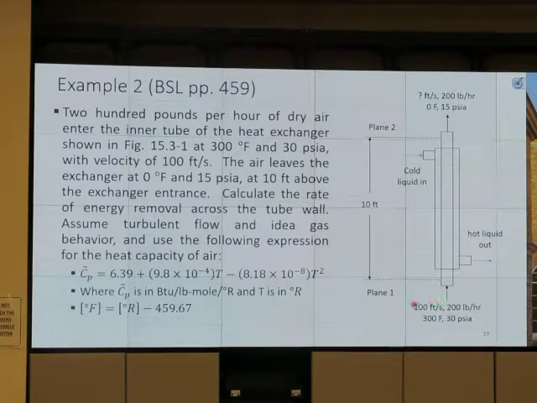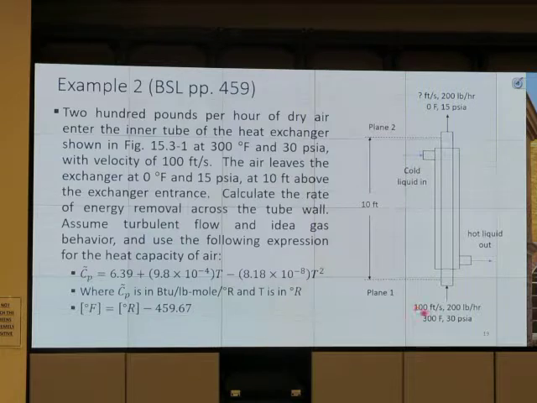We have flow coming in at 100 feet per second, 200 pounds per hour. But why do I have to tell both of them? One of them is a mass flow rate, one of them is velocity. Isn't it interchangeable? Can we use one instead of the other? No. Unless we know the pipe diameter, we know the density or something.